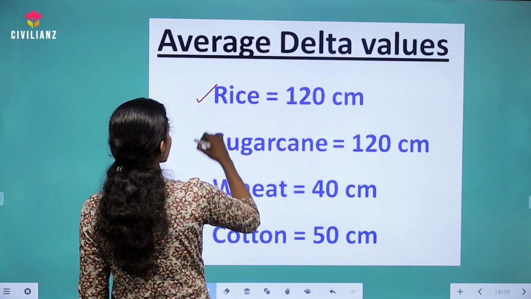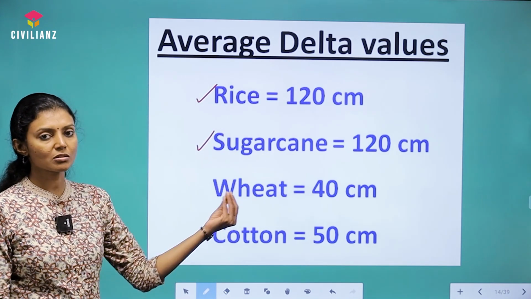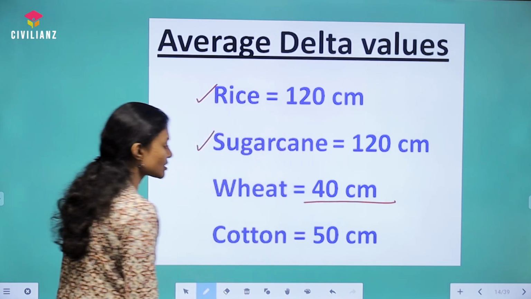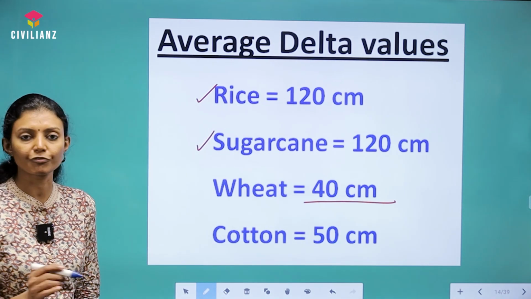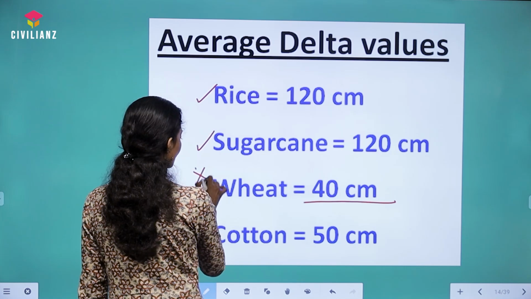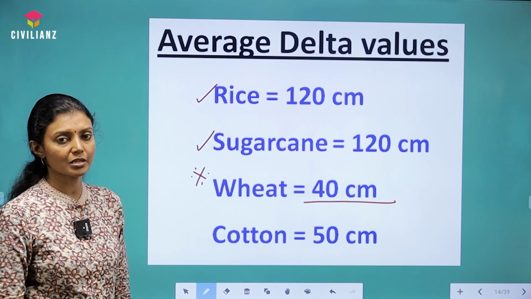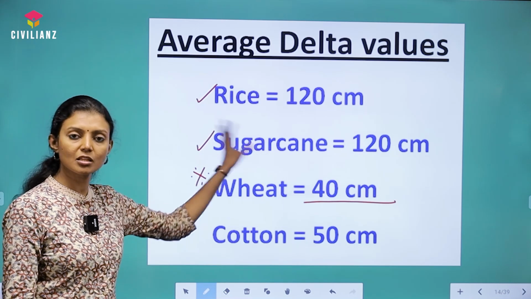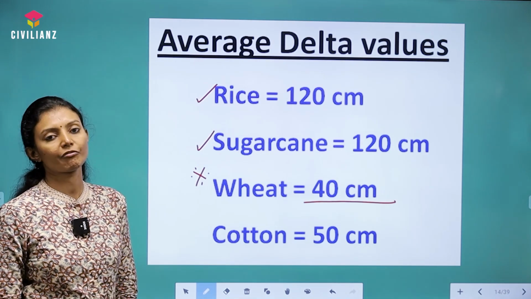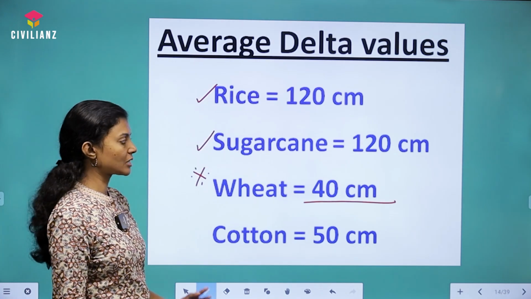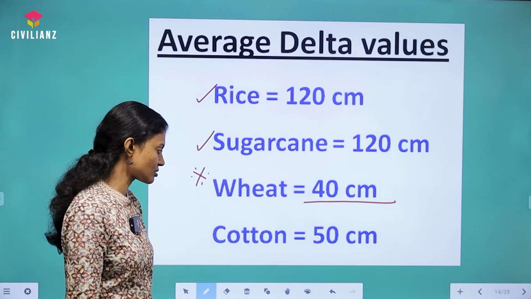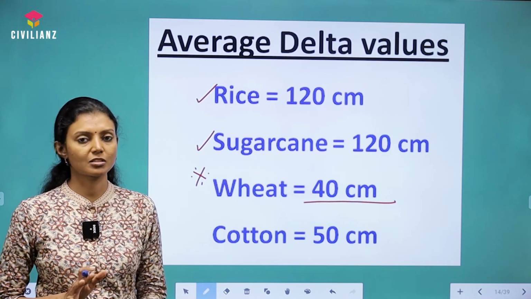For rice and sugarcane, the delta value is 120 centimeter. For wheat, it is 40 centimeter, and for cotton, it is 50 centimeter. Wheat was asked previously in the GATE examination, as I have already mentioned. So please note these, at least these 4 values should be known to you. Rice is 120 centimeter, sugarcane is also 120 centimeter, wheat 40 centimeter, and cotton 50 centimeter.